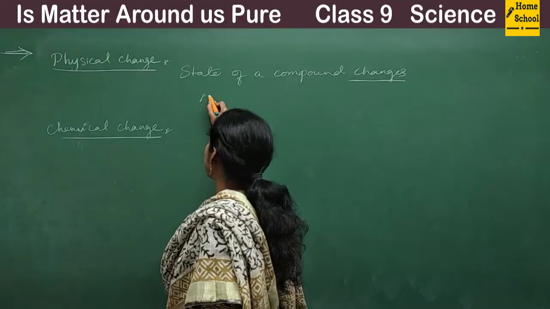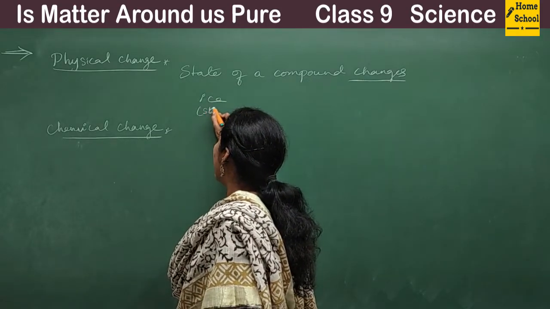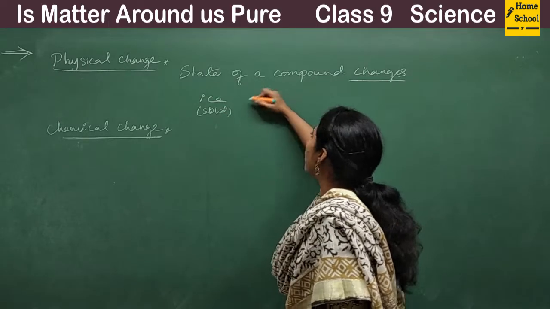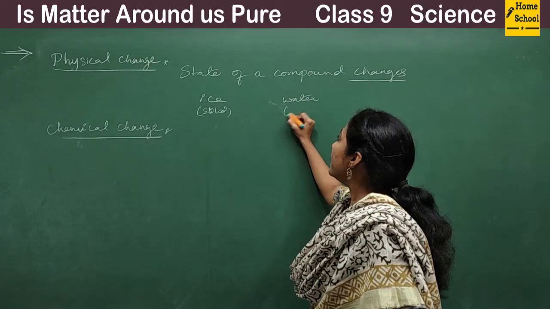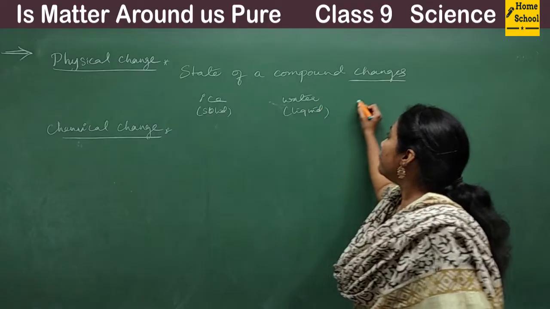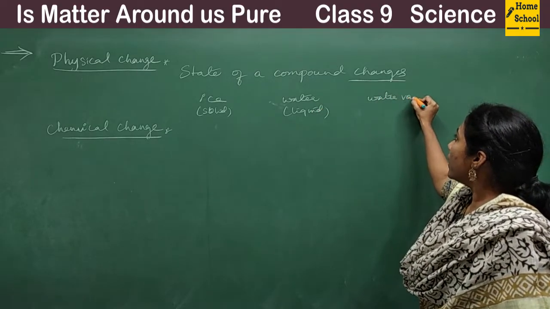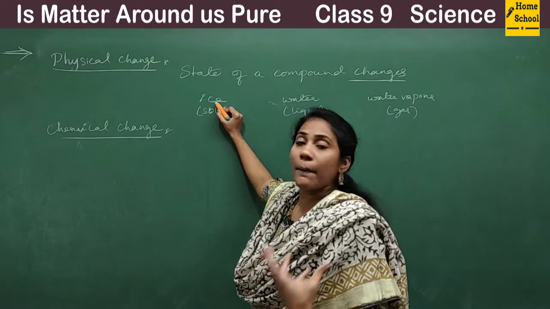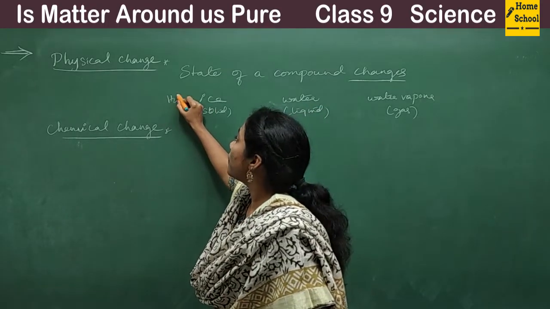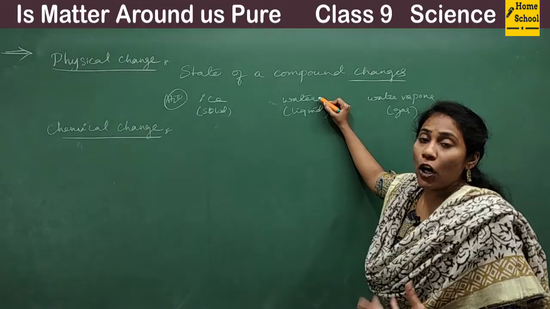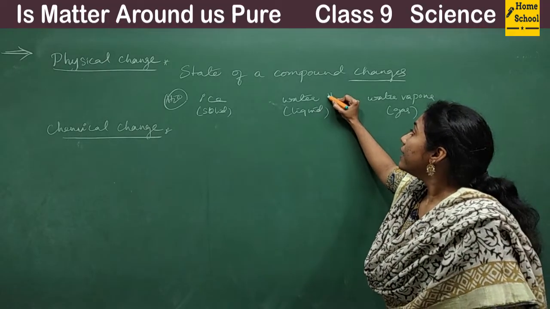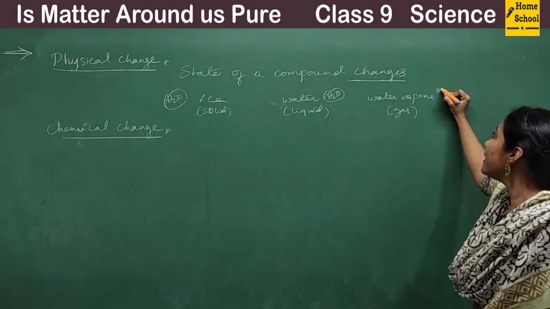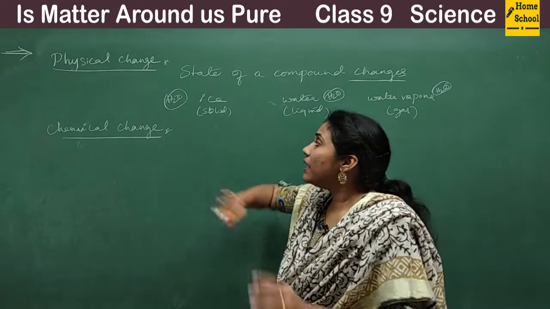If you take ice, ice is in solid state. If you take liquid water, water is in liquid state. And if you take water vapor, water vapor is in gaseous state. Can you tell the formula of the compound present in ice? It is H2O. Can you tell the formula of the molecule present in water? It is also H2O. Can you tell the formula of the molecule present in water vapor? It is also H2O.